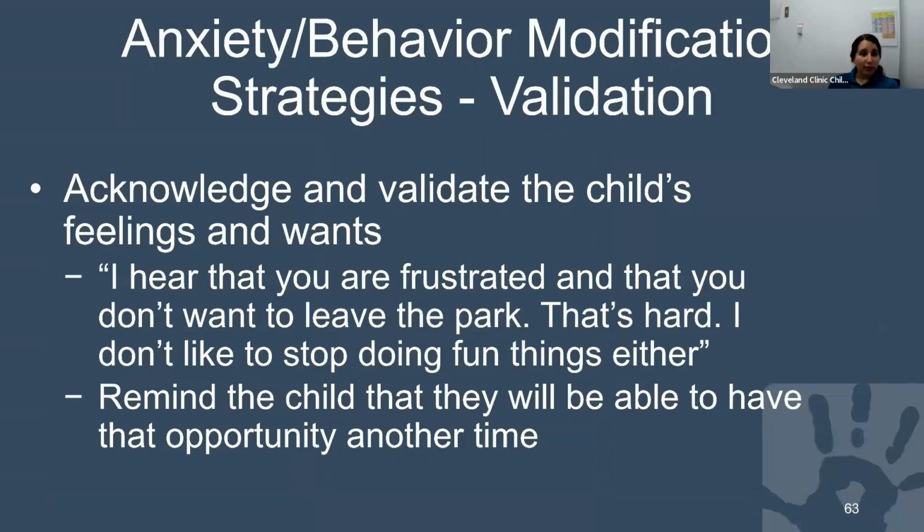So now we're going to go over some different types of strategies that involve trying to modify the kid's behavior, so essentially we're trying to change how the kid is acting. A lot of this typically involves strategies that help to somewhat decrease their anxiety. So step number one, validation. Letting the kid know that you hear them, you see them, you get why they're upset.